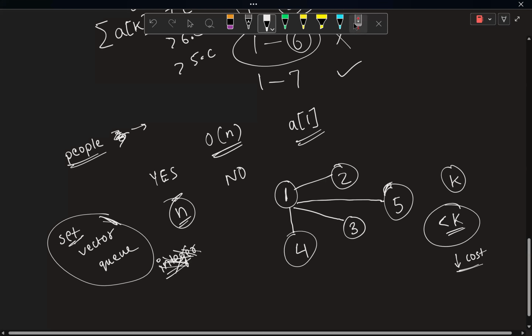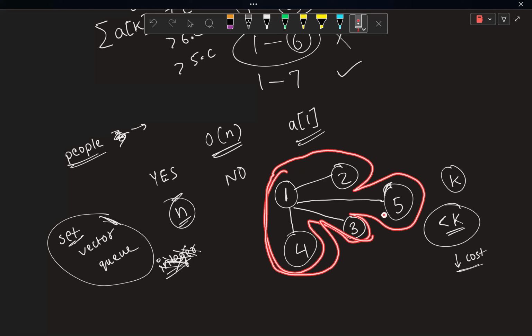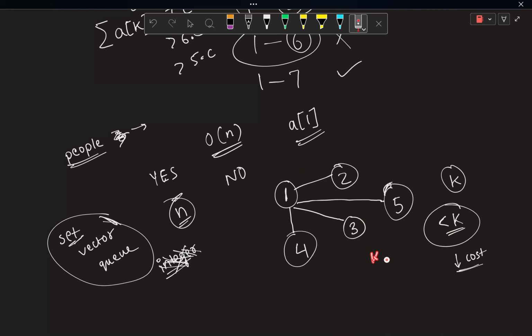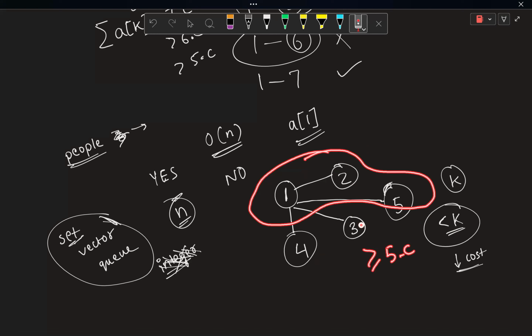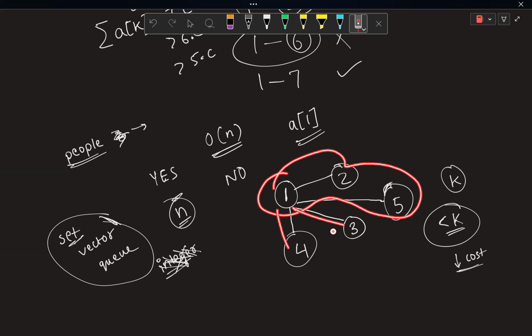Because the thing is, when you connect two nodes, what you want is that after connecting them, the total number of people in the component should be greater than this k into c. So if you are connecting like 1, 2, and 5, you have already got this component having people greater than or equal to 5c, which means that this component is itself sufficiently large to connect like this one and this one.